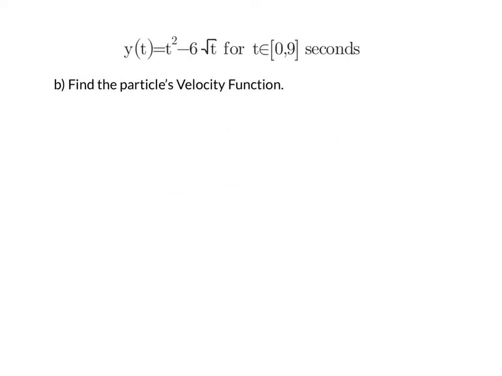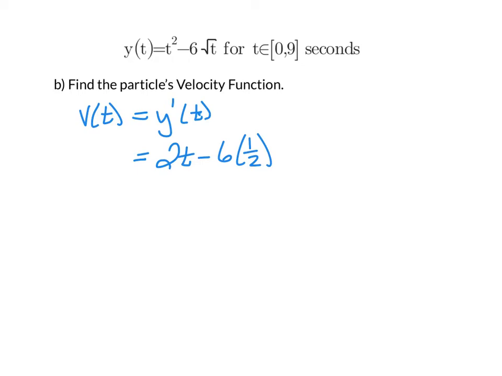Next, we're asked to find the particle's velocity function. And the thing to remember is that velocity is the derivative of position. So I'm going to take that position function and just find its derivative. Derivative of t squared is 2t, and the derivative of square root of t would be 1/2 t to the negative 1/2. So 2t minus 3 over the square root of t.